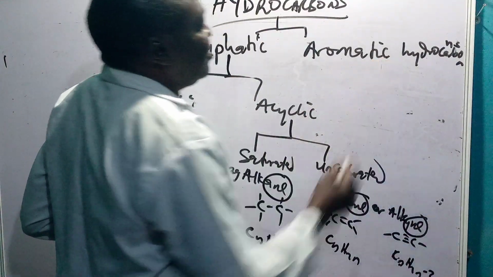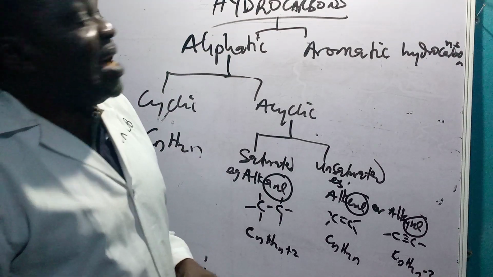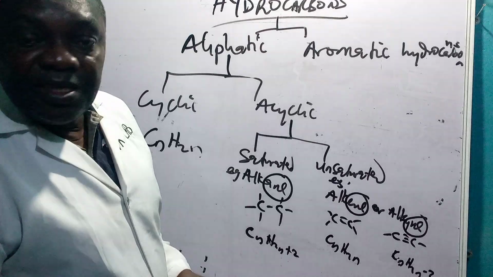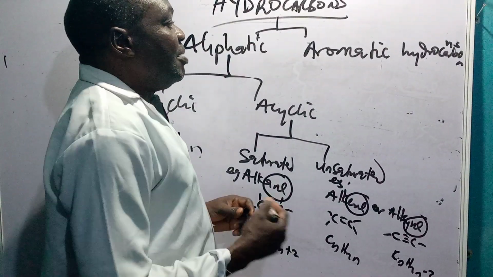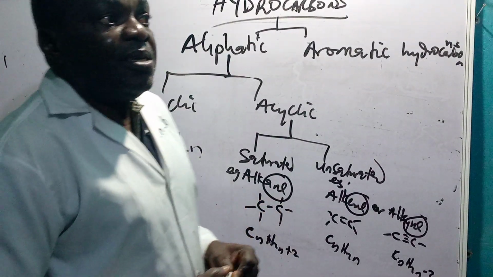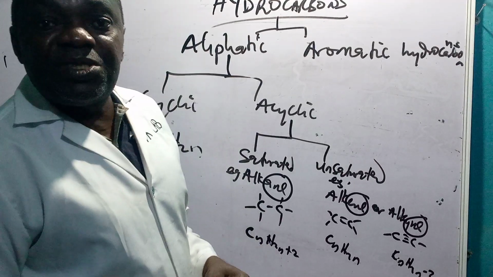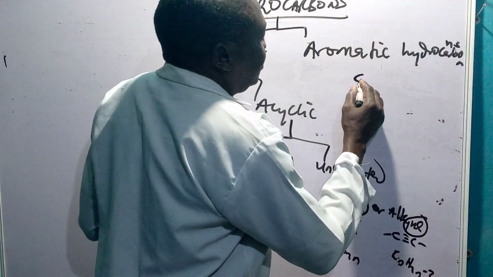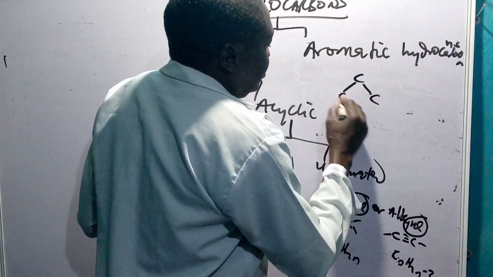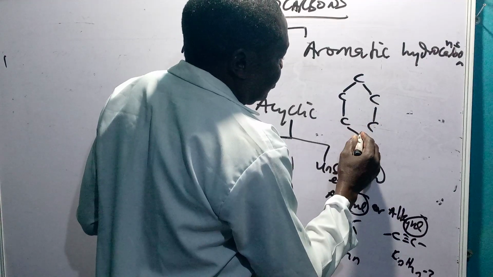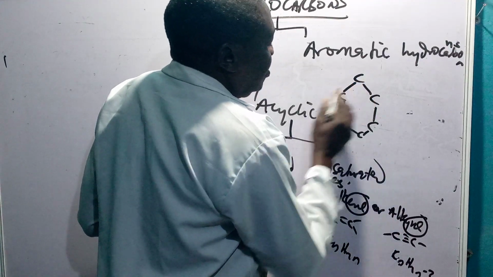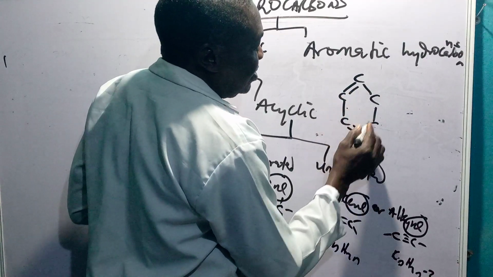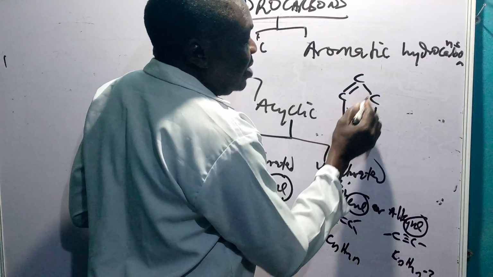Then if you go to aromatic hydrocarbons, they are those hydrocarbons that contain a special type of ring known as the benzene ring. Benzene ring usually is a ring of 6 carbon atoms with 3 alternate double bonds. For example, look at the structure of benzene. Look at the alternate double bonds. I have a bond here, nothing here, a bond here, nothing here, a bond here. So you count it 1, 2, 3.